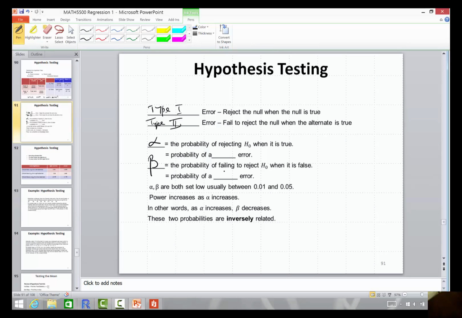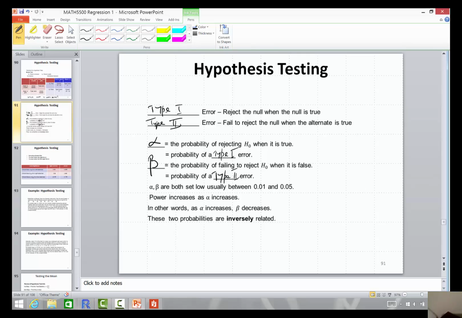The probability of failing to reject the null hypothesis when it is false is called beta, or the type 2 error. This is the probability of a type 2 error. Okay, this is type 1 error and this is type 2 error. Alpha and beta both are set low, usually between 0.01 or 0.05. Sometimes people do 0.1.